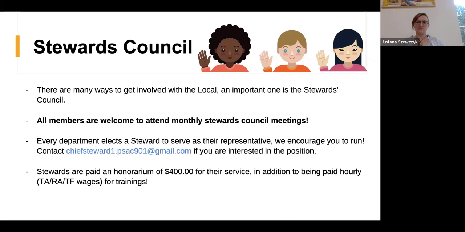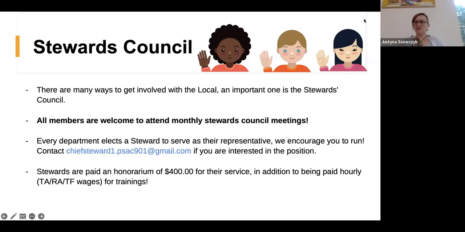And I already said that every department elects their own steward, so that the steward knows the specificity of the department. Because me at history, I would not be able to fully understand the nature of work people do in, I don't know, biology lab or in other labs. So the stewards are elected in the departments so that they understand the nature of work and the challenges and specific needs of members in those departments.